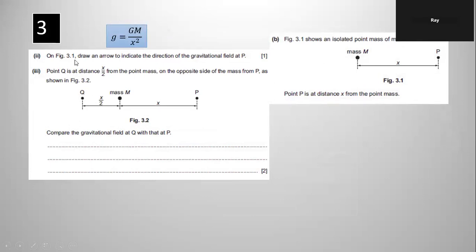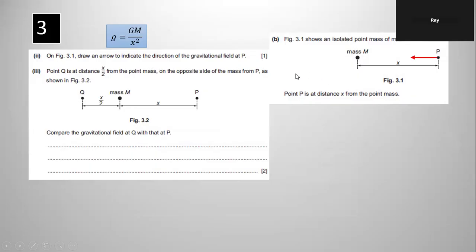On figure 3.1, draw an arrow to indicate the direction of the gravitational field at P. Where's the gravitational field at P? Up, down, to the left, to the right? Left. Okay, good. Just draw that, that's all.